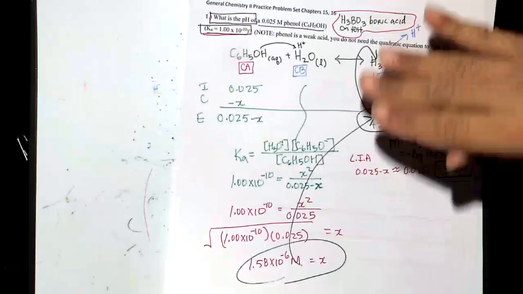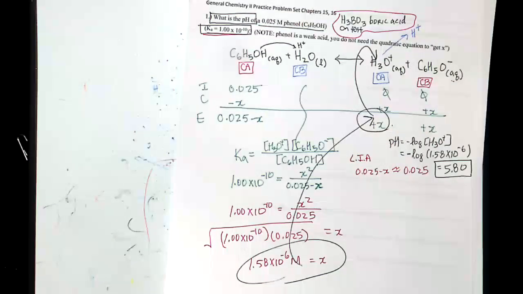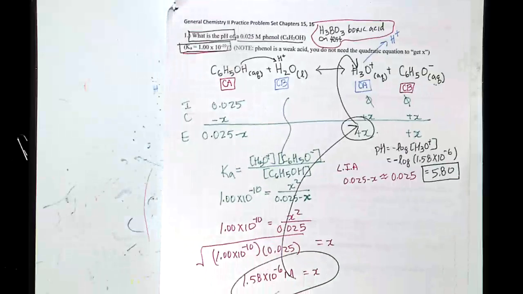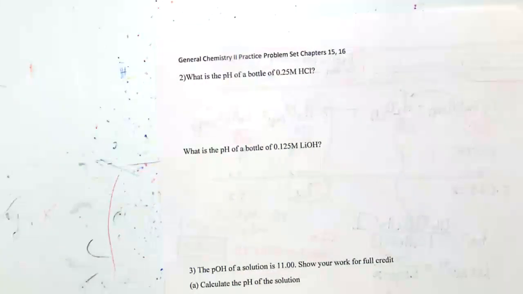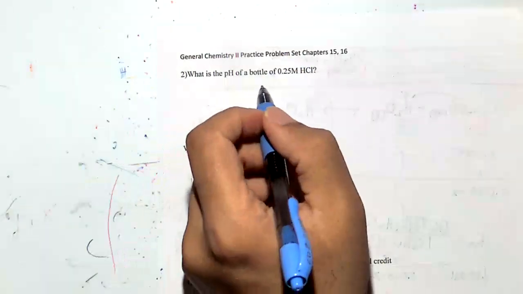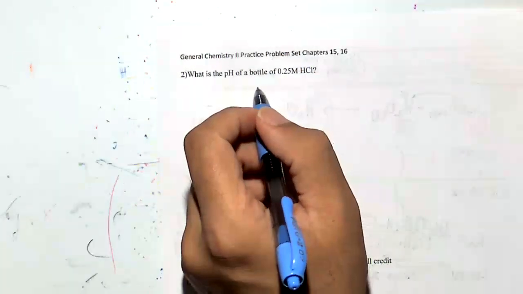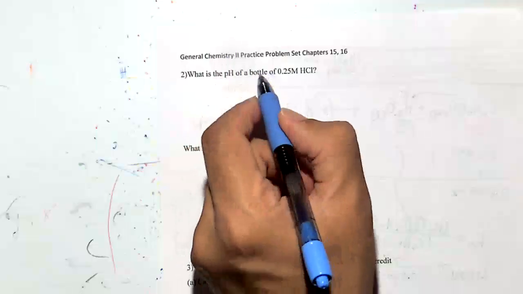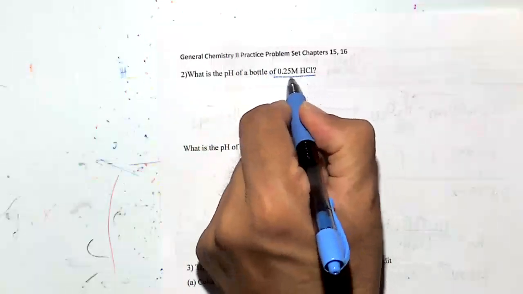Okay, so any questions or comments? So this is the pipeline, or the flow chart on how you do this type of problem. Okay. How do you know that something is strong or weak? Let's take a look at question 2 here. What is the pH of a bottle of 0.25 molar HCl? Okay, will we use an ICE table here?